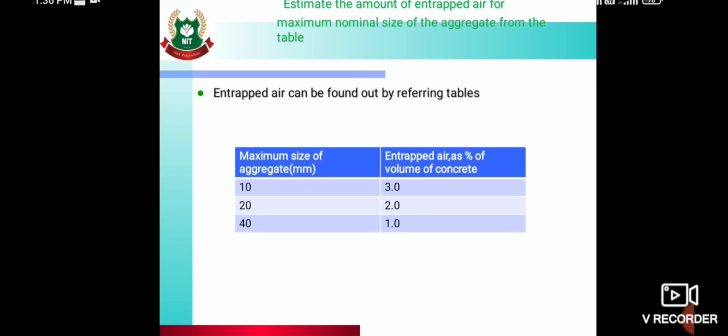Then last, estimate the amount of entrapped air for the maximum nominal size of aggregate from the table. So entrapped air can be found out by referring to the table. For maximum size of aggregates 10, 20, 40, entrapped air as percentage of volume of concrete is 3 for 10 mm, 2 for 20 mm, and 1 for 40 mm. So accordingly we have to design the mix. Whatever conditions are given, according to those conditions we have to adjust the value for water content, for sand content, and for entrapped air. So accordingly we have to see the standard process given in the chart.